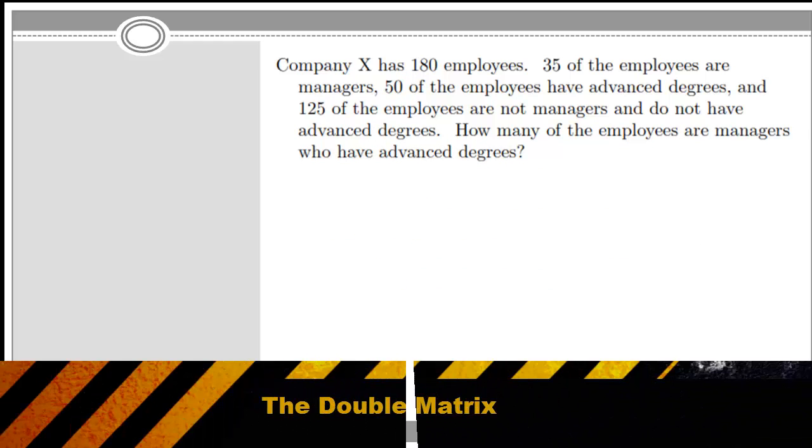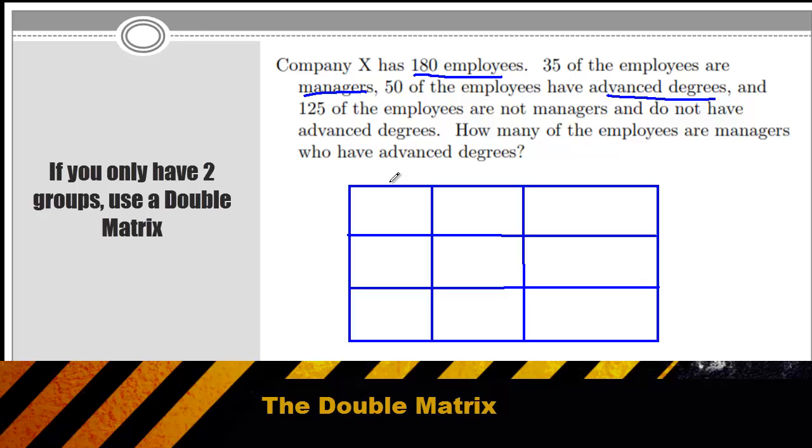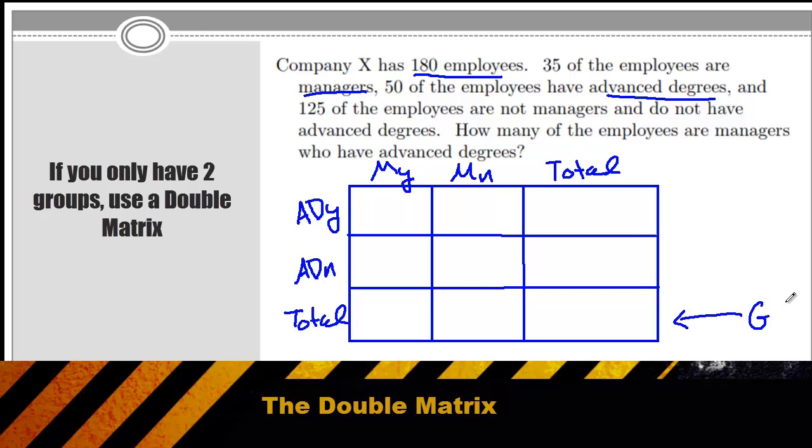In this problem, we have a large group of 180 employees, and within this group of employees, we only have 2 subgroups. We have managers and those who have advanced degrees. So since we only have 2 subgroups we're looking at, we're going to use the double matrix. And I'm going to label my matrix as managers yes, managers no, advanced degrees yes, and advanced degrees no. Then on my edges, I have my totals. And then in the bottom right hand, I'm going to have the grand total.